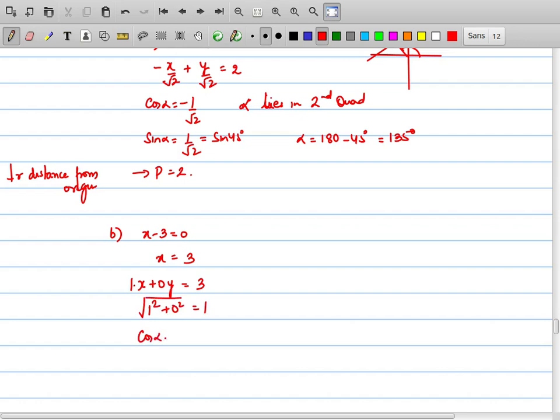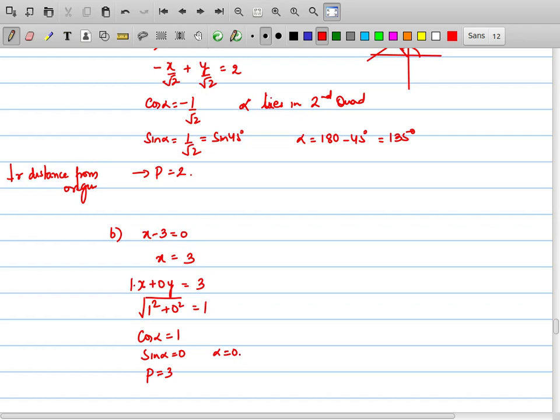So what is cos alpha? 1. What is sin alpha? 0. What is P? 3. Now if sin alpha is 0, alpha is 0, and cos 0 is 1. Therefore your line is what? Obviously the line is making 0 angle with the x-axis, therefore it is parallel to the y-axis. It is making an angle of 0 degree with the x-axis.